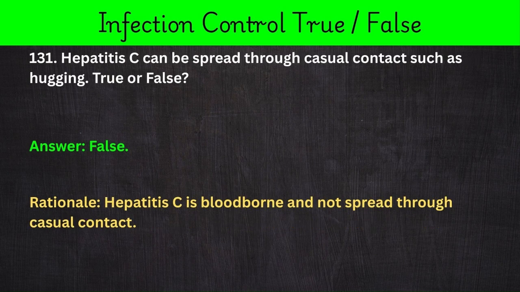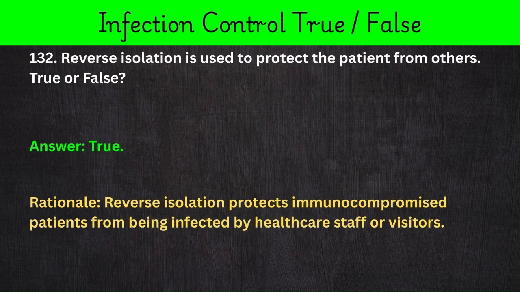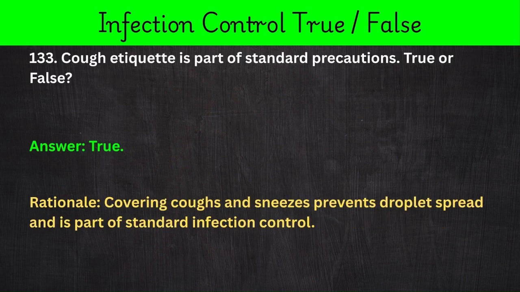131. Hepatitis C can be spread through casual contact such as hugging. True or false? Answer: false. Rationale: hepatitis C is bloodborne and not spread through casual contact. 132. Reverse isolation is used to protect the patient from others. True or false? Answer: true. Rationale: reverse isolation protects immunocompromised patients from being infected by healthcare staff or visitors.